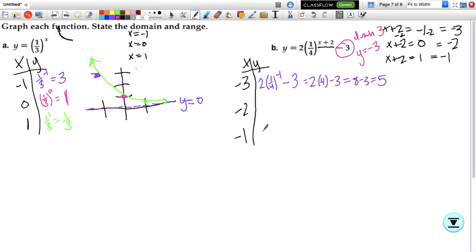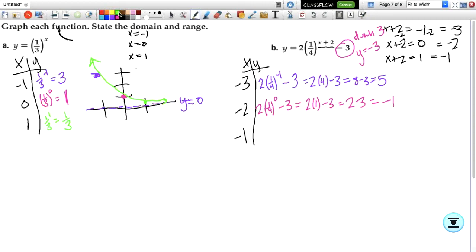Let's take a look at our next one, negative 2. So if I plug negative 2 here, negative 2 plus 2 is 0. So I have 2 times 1/4 to the 0 minus 3. PEMDAS says exponents first. Anything to the 0 power is just 1. Then multiply before subtract. So 2 times 1 is 2, and 2 minus 3 is going to be negative 1.